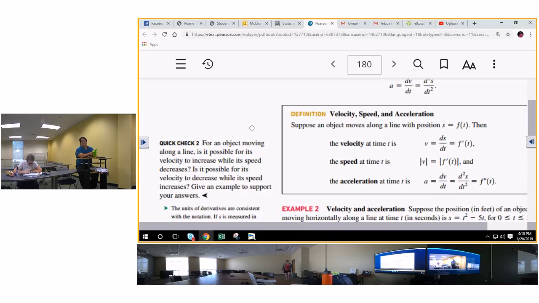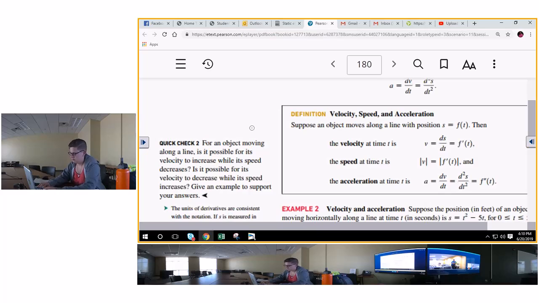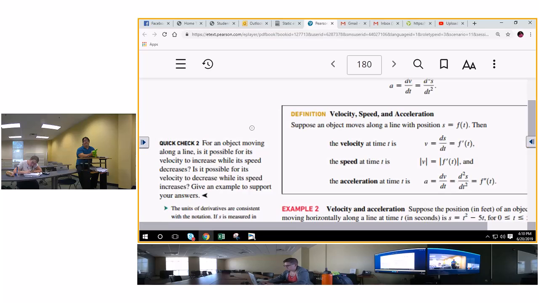Velocity at time t is the first derivative. And sometimes you're going to see the speed written as the absolute value of v, which is equal to the absolute value of the first derivative. And of course, you're going to see the acceleration written as the second derivative. So that's where I got that from. You're also going to see some more. We're going to do an example like this one right here, an object moving along a line. We're going to try something like that.